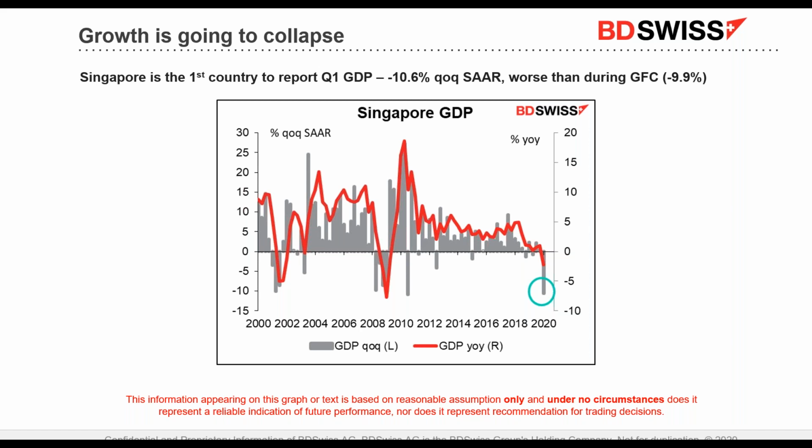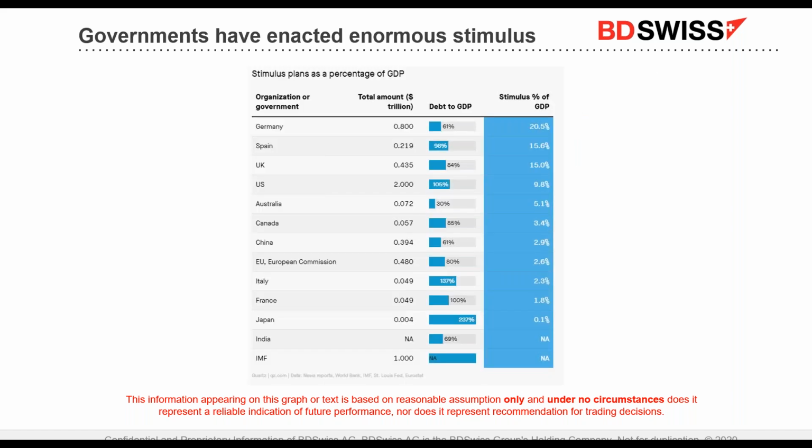Still, we saw the GDP fall 10.6% quarter on quarter, much worse than during the global financial crisis. Although I have to say, during the global financial crisis, it was two quarters in a row of 8 or 9% decline. So cumulatively, it was more. But this is for a one quarter hit, is the worst they've ever had. Next slide. And we're going to see this throughout the world, I think.